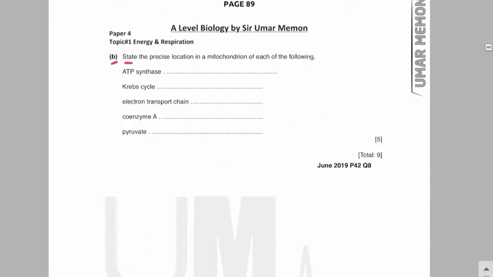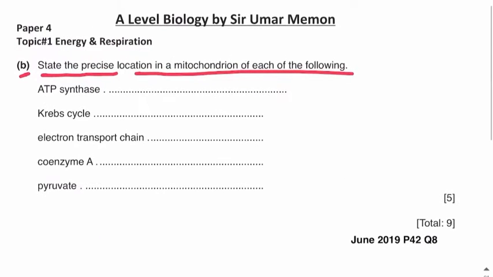Let's move on to the next part, that is part B. State the precise location in a mitochondrion of each of the following. So guys, we have to state the locations in the mitochondrion for each of the following. ATP synthase is located in the inner membrane or cristae.